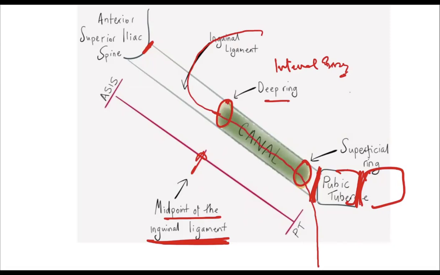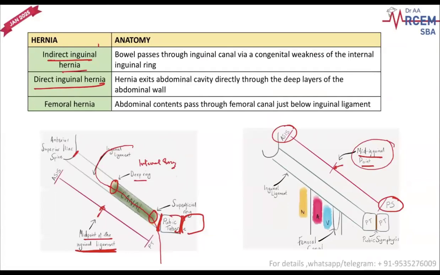The first thing we'll be seeing is indirect inguinal hernia. Indirect inguinal hernia passes from the internal ring. Basically, what happens is bowel loops pass through the internal inguinal ring here and go down into the superficial inguinal ring and can go down into the scrotum itself.